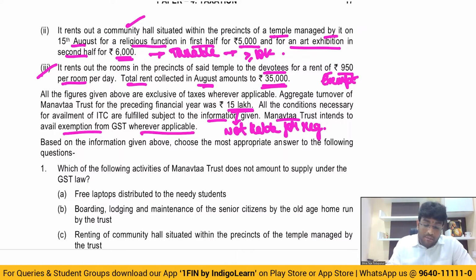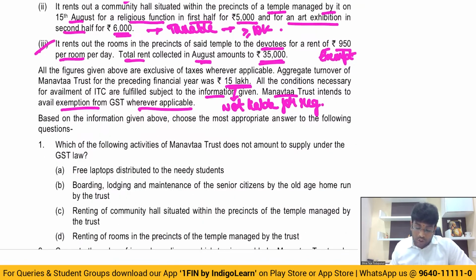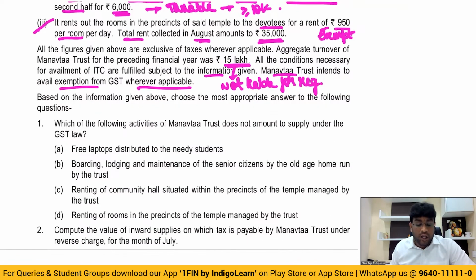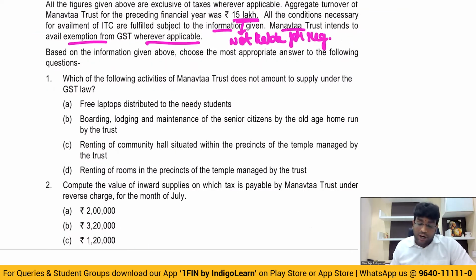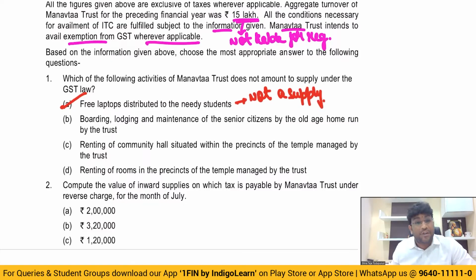See now. Based on information given above, choose the most appropriate answer to the following question. First one, which of the following activities of Manavta Trust does not amount to supply? Wow, they're asking which is not a supply. First bit, free laptops distributed to the needy students. My dear friends, this transaction is definitely not a supply because it is given as free of cost.